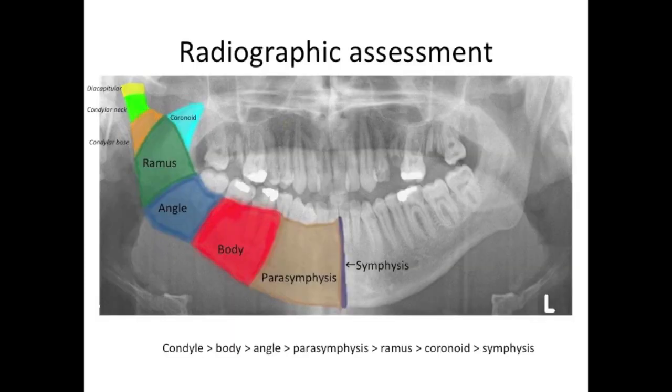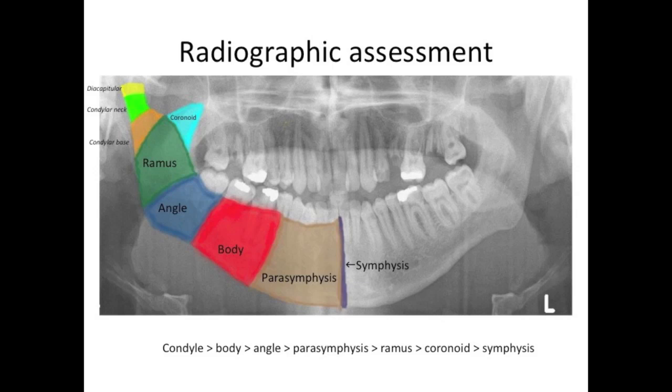It is important to familiarise yourself with the anatomical regions of the mandible. Condylar fractures are classified as diacapitular, as in through the condylar head, condylar neck, and condylar base. The symphysis represents the midline, whereas the parasymphysis lies just lateral to the symphysis and extends to the mental foramen. The other regions are self-explanatory.